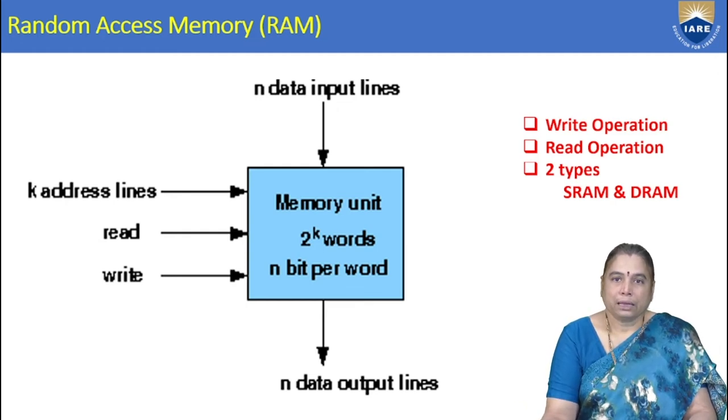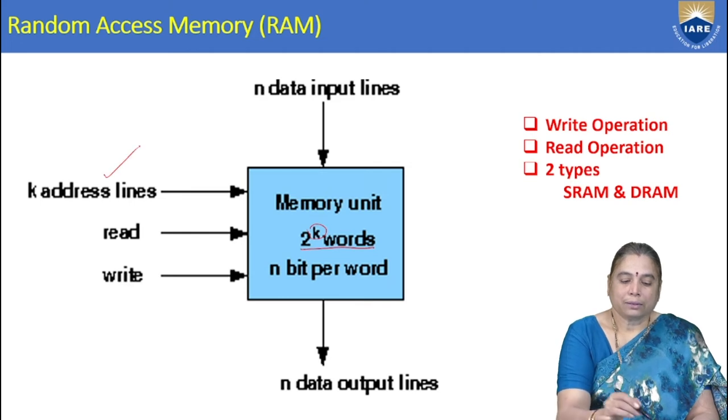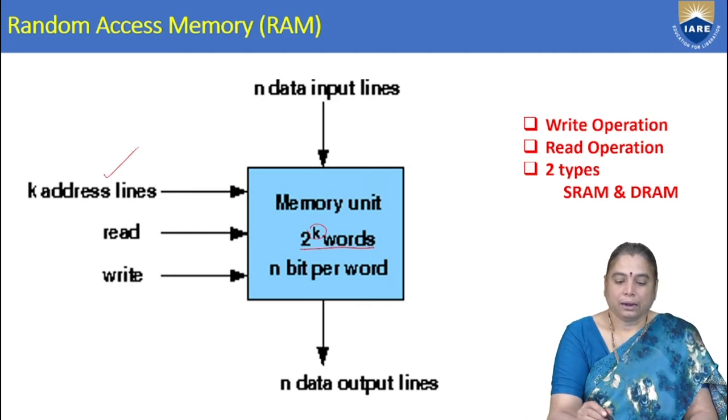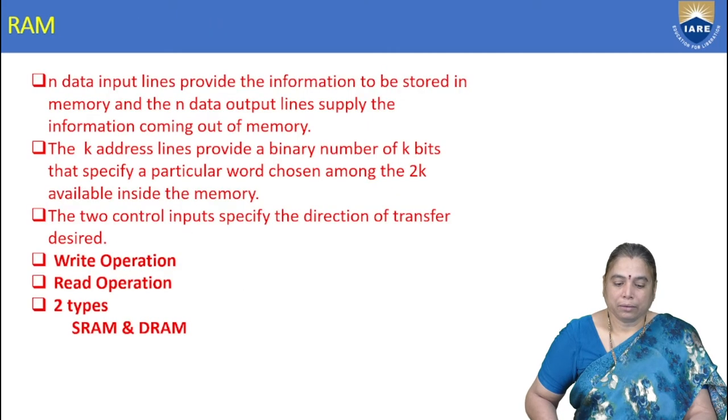How can the RAM chip be configured? Here, this is the example of the RAM chip. The memory unit which can store 2 power k words. This k is the number of address lines. And the RAM can perform both read-write operations, so these are the read-write control lines. If n data input lines are there, the bits per word is n bits per word. The n data output lines come out of the RAM. So this is the structure of the RAM chip. In the RAM, two varieties are there, static RAM and dynamic RAM.